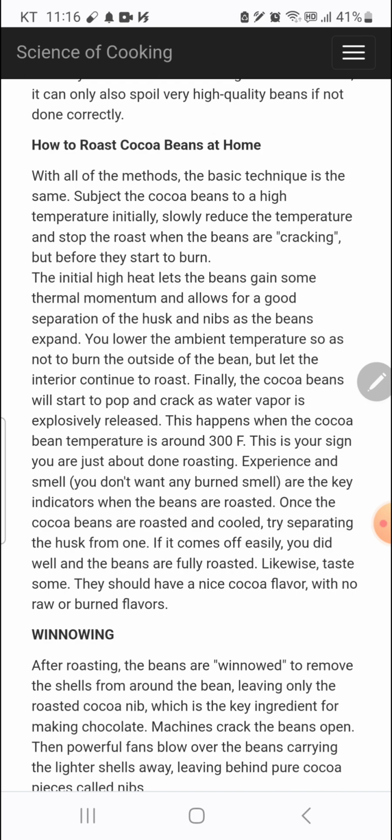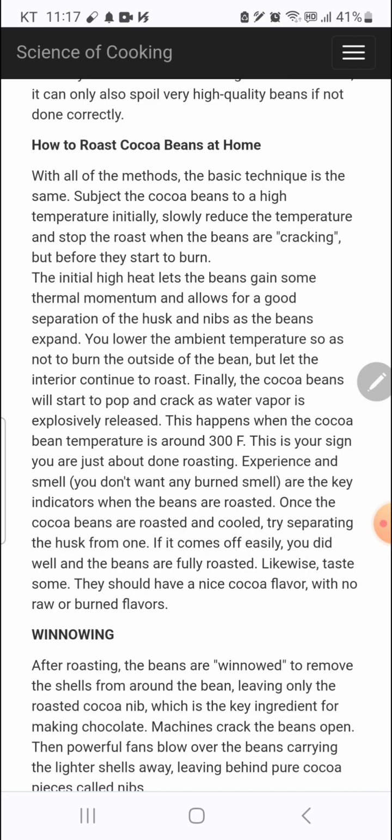How to roast the cocoa beans at home? With all of the methods, the basic technique is the same. Subject the cocoa beans to a high temperature initially. Slowly reduce the temperature and stop the roast when the beans are cracking, but before they start to burn. The initial high heat lets the beans gain some thermal momentum and allows for a good separation of the husk and the nibs as the beans expand.